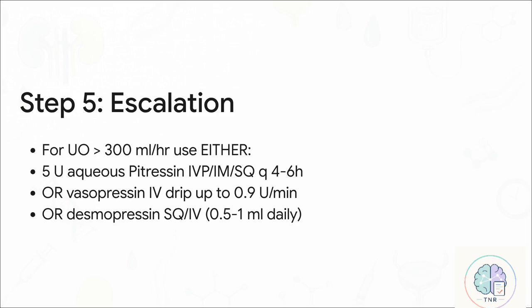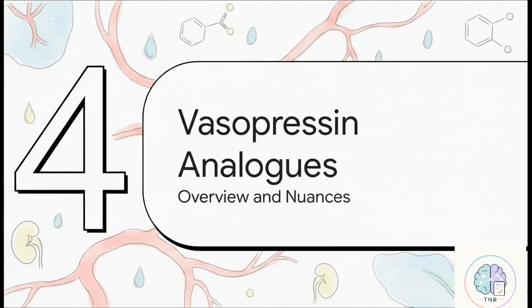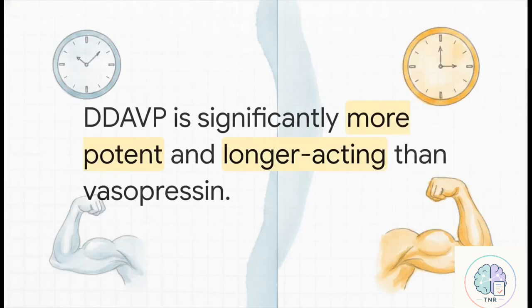Part 4, Vasopressin Analogs Overview. Before we get into the weeds, let's establish the fundamental clinical difference between our 2 main players. DDAVP, which is desmopressin, is significantly more potent and noticeably longer acting than standard vasopressin. That's the baseline you need to remember.